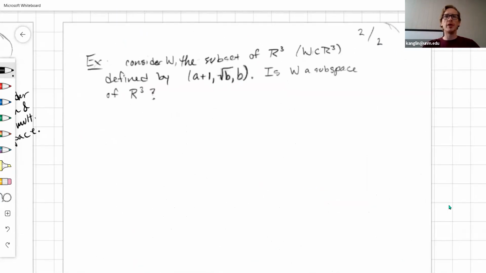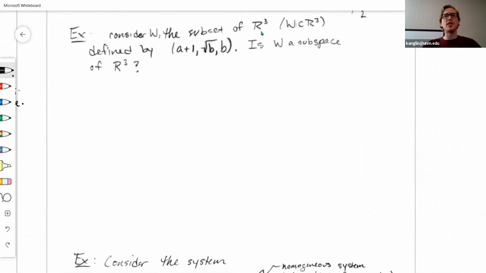Okay, so let's see an example up here. Consider W the subset of R3. W's in R3, right? It's a subset, not an element of, but a subset. Consider W the subset of R3 defined by vectors of this form, a plus 1, square root of b, b. And I'm implying that a and b are real numbers, any real numbers. If your vector can be written in this form for any numbers a and b, your vector is in this subset W.